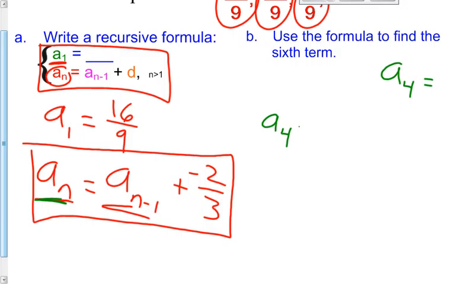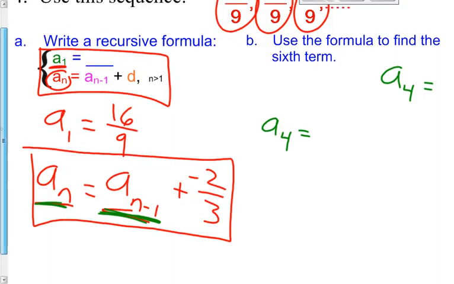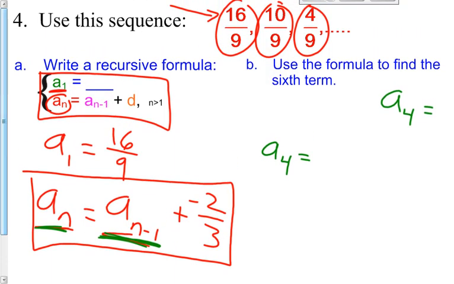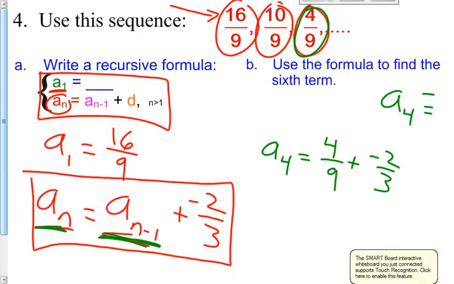A sub 4 equals a sub 4 minus 1, which is the value of the previous term, which is a sub 3. What is a sub 3, or what's the value of the third term? Aha! It is 4 ninths. So the value of the previous term is 4 ninths plus the common difference, which is a negative 2/3. Class, what is the value of the fourth term? You can do that in your calculator. 4 ninths plus a negative 2/3, that number is a negative 2 ninths.